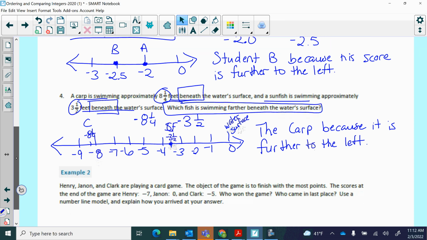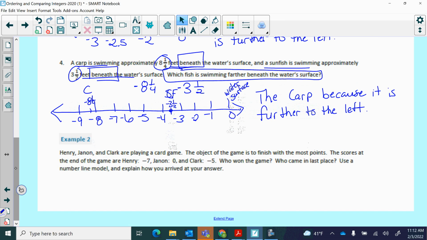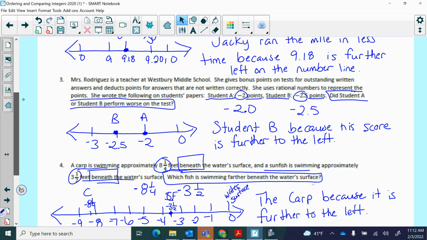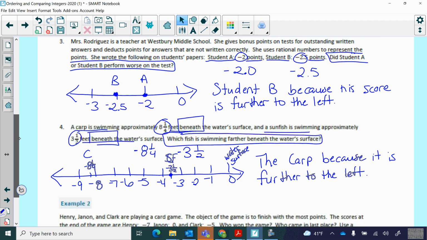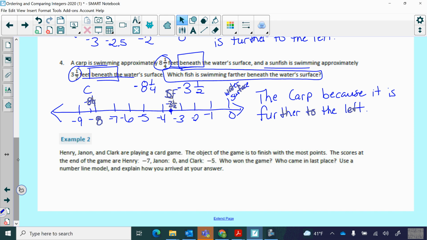All right, guys, I want you to do example 2 at the bottom of the page. We're going to give you about 2 minutes, and then we'll go over it.